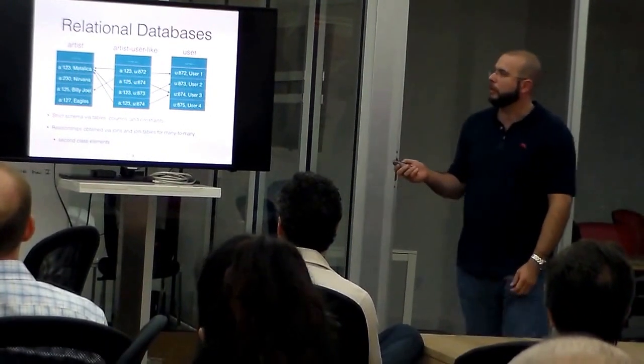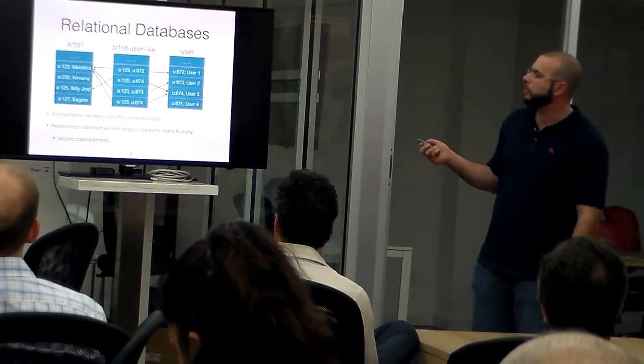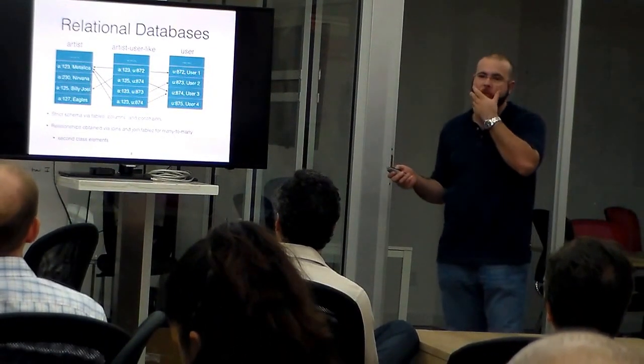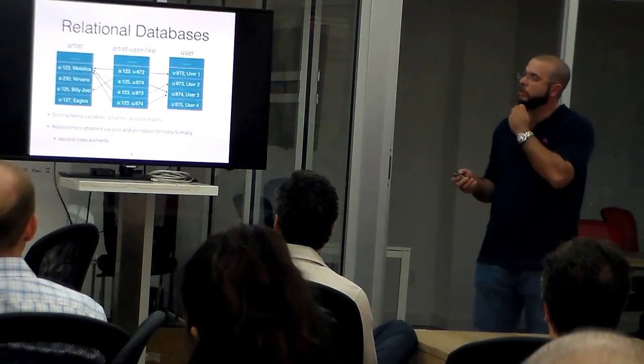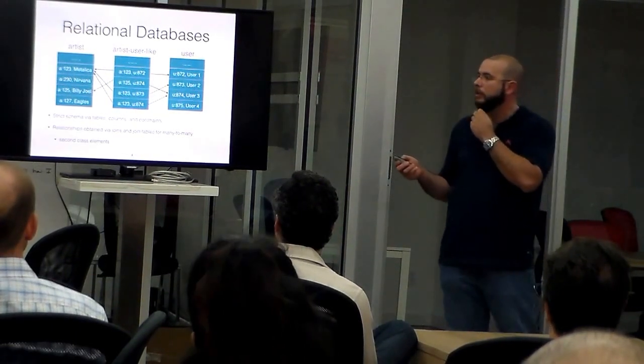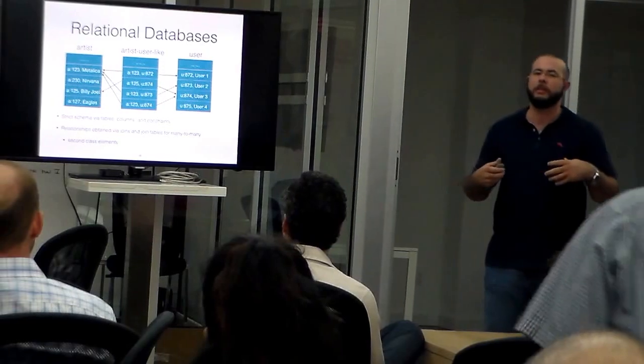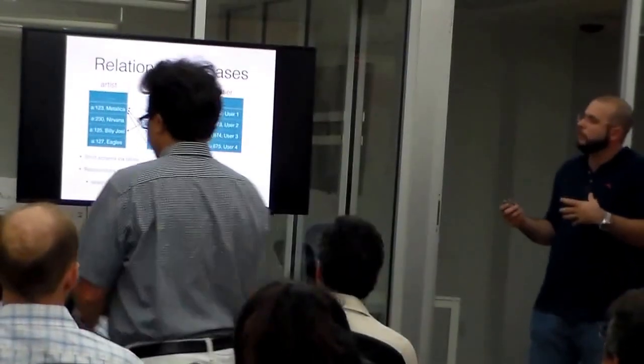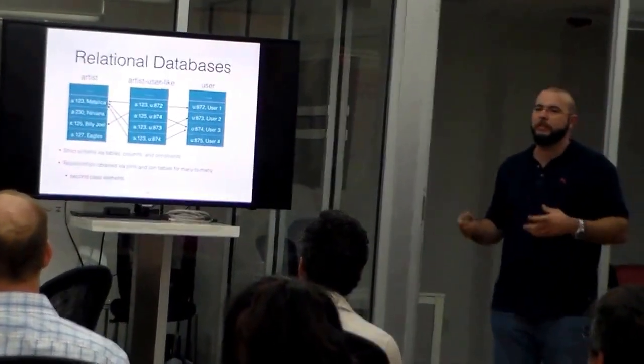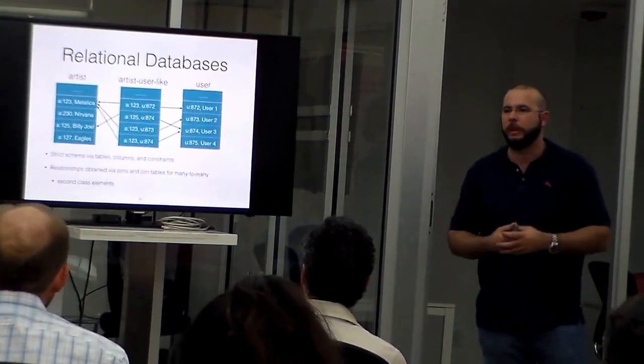We can look at a very simple example here. You have users, and then you have a many relationship of users that like artists. So you need a third table to represent this many relationship, and then to actually obtain the list of items that a user likes, you need to compute the join to obtain that relationship.